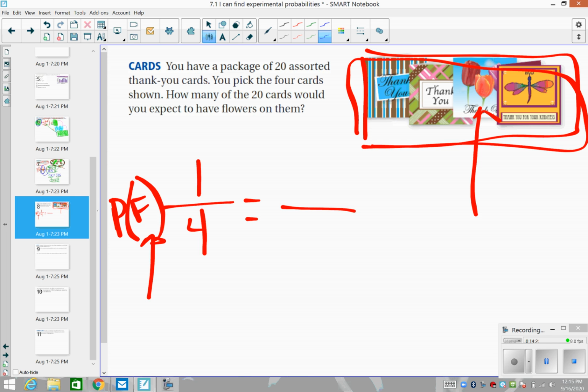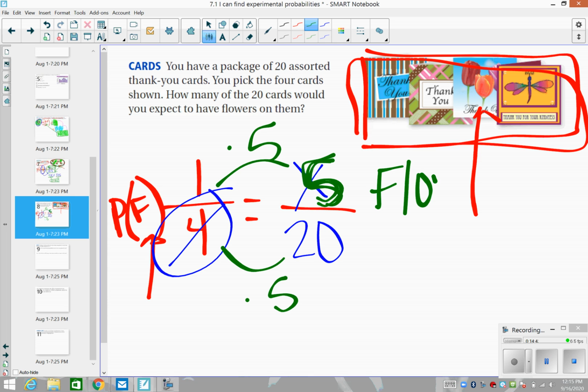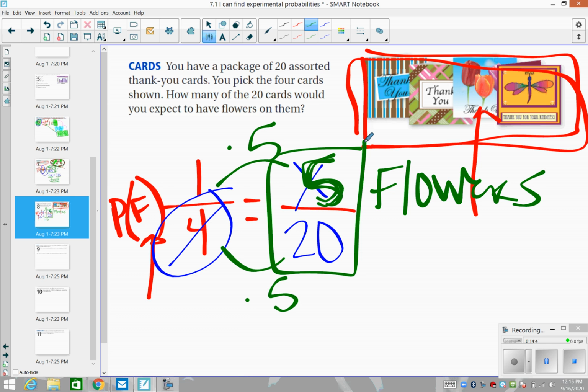So if the entire package has 20 instead of the 4 we had in our experiment, how many do we predict to have flowers on the card? I see a nice little pattern there of times 5, times 5. So I'm not going to go through all those steps, but I can see that we predict 5 cards will have flowers out of 20, using our experiment to make a prediction of what we think should happen.